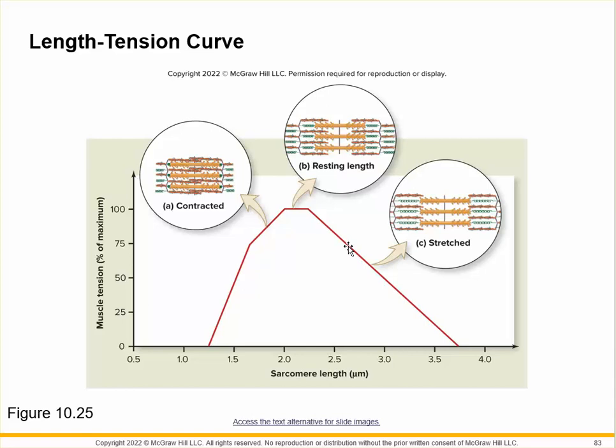So if the sarcomere length at rest is 2, it's from about 1.5 to about 2.5 length. Some authors will say from 50% under to 50% over it, but it's going to max. Like there's kind of a peak here.